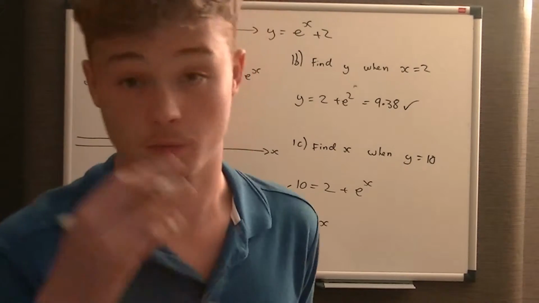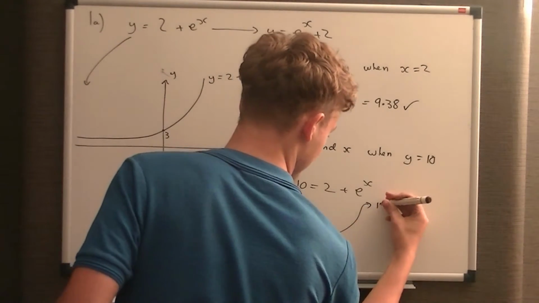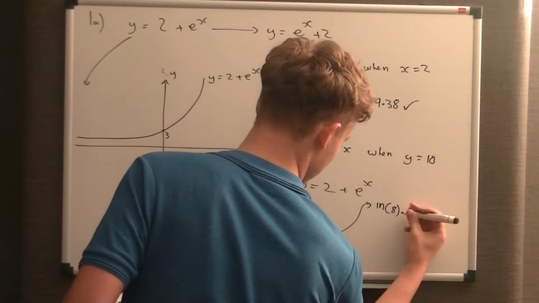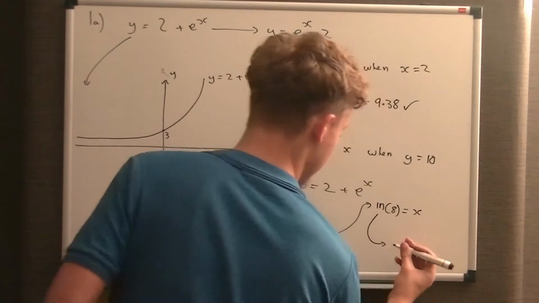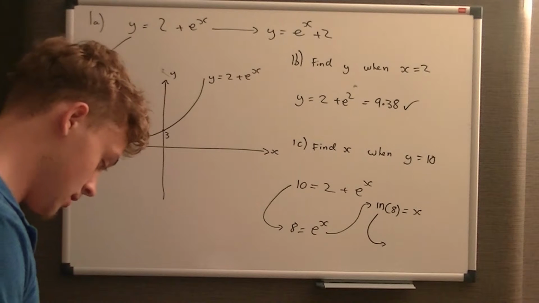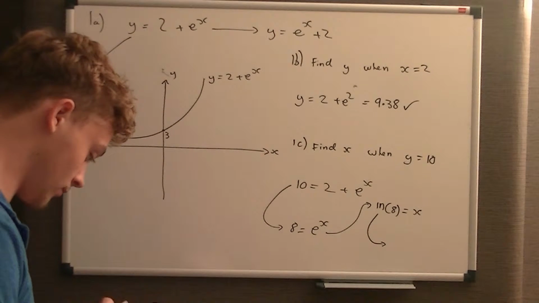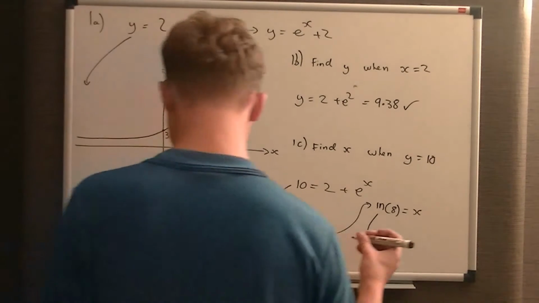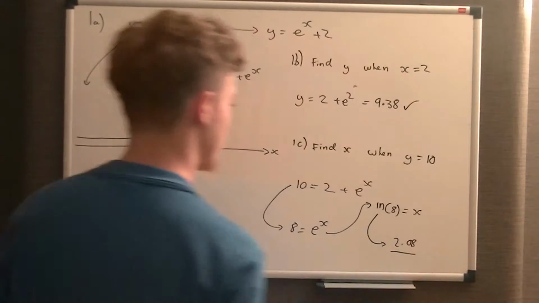Now to find x, remember we said we do the inverse. So the inverse of e, ln of 8 equals x. So if we do the ln of 8, you should get 2.08, and that should be your answer.